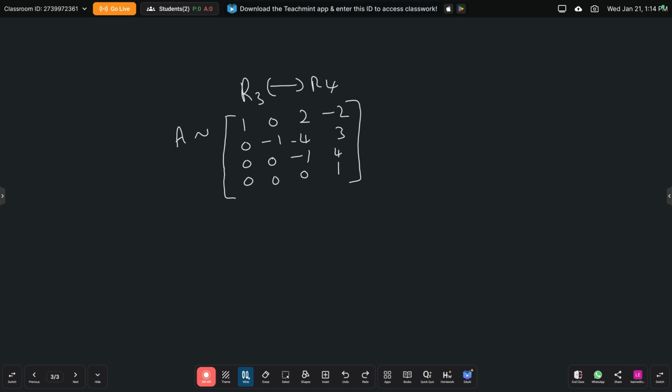Second condition: the number of zeros before the first nonzero element should be in increasing order. In the first row, no zero elements before the first nonzero element. In the second row, 1 zero. In the third row, 2 zeros. In the fourth row, 3 zeros. So the number of zeros are in increasing order 1, 2, 3. So it is in the echelon form.